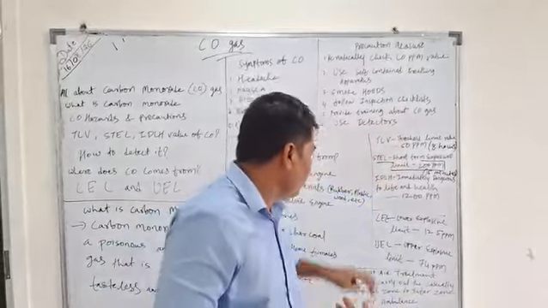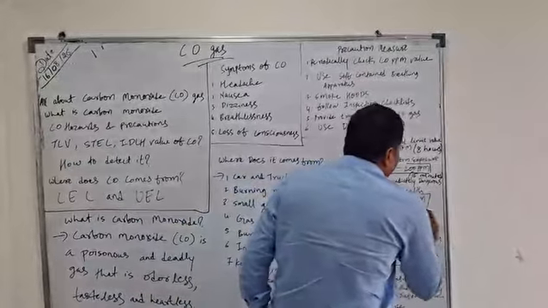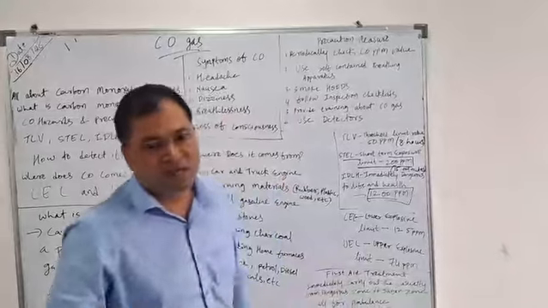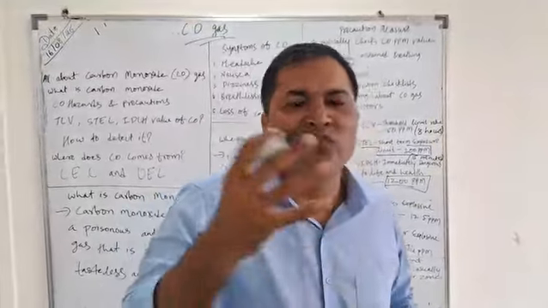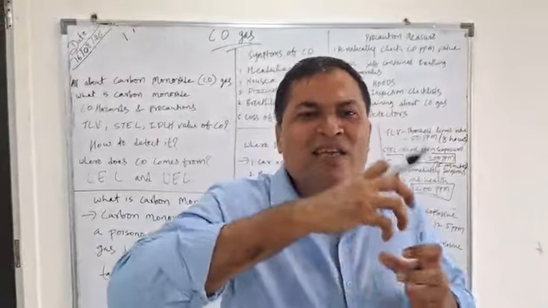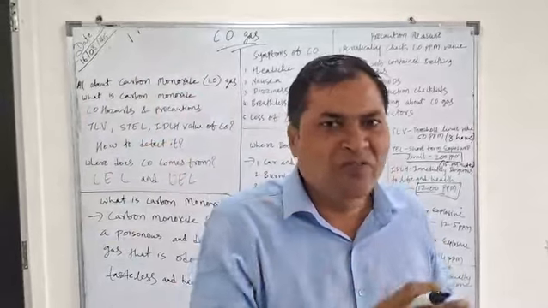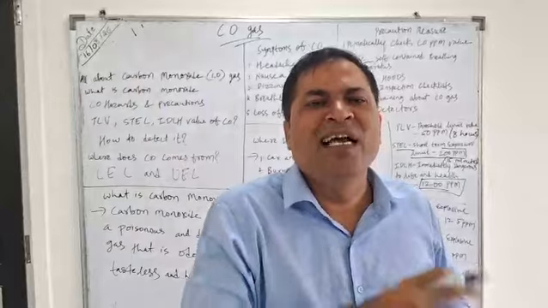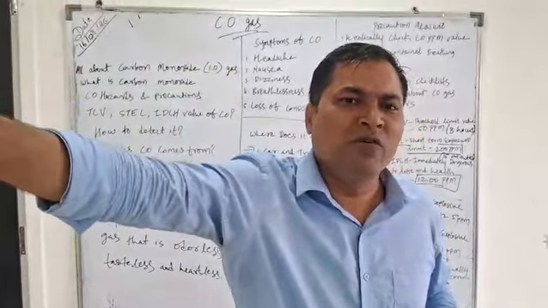Okay? IDLH, immediately dangerous to life and health. If the ppm level is like 1200, no need to work over there. If you go inside, you will lose your life. Never work in an area where the IDLH limit is totally crossed. Don't work over there. Stop your work, secure your tools and equipment and immediately come out. Inform your seniors.